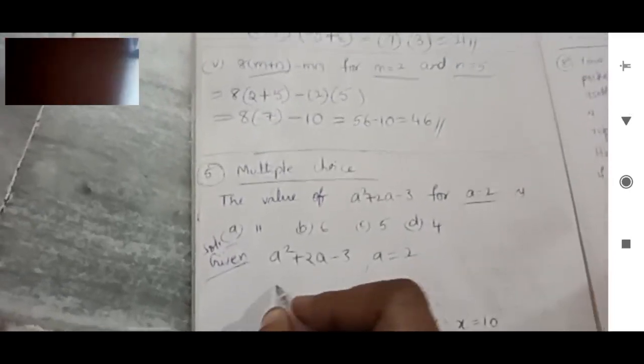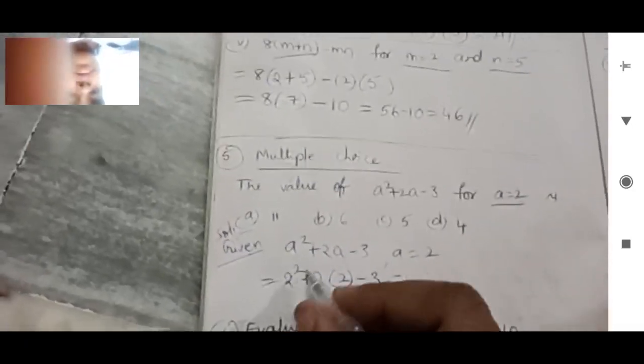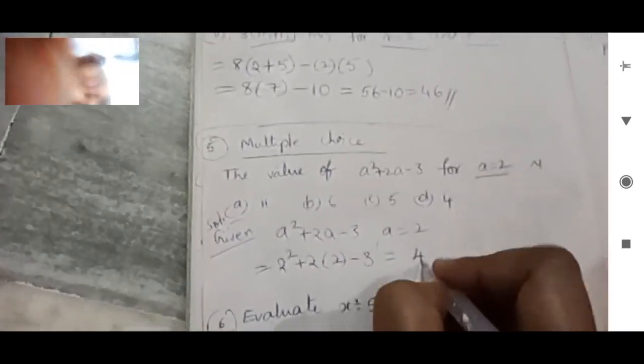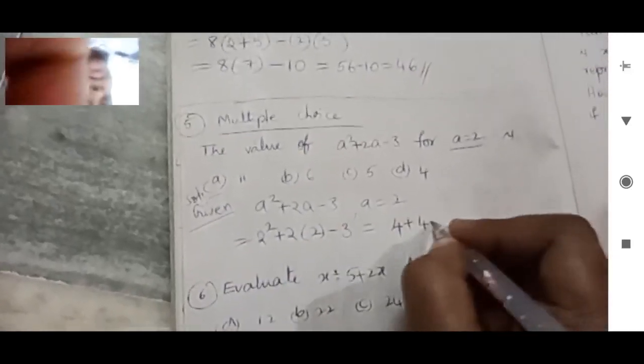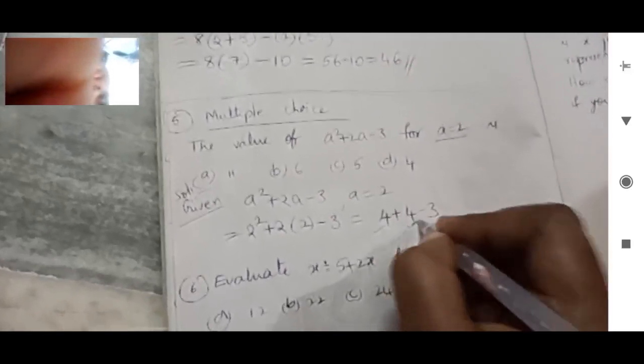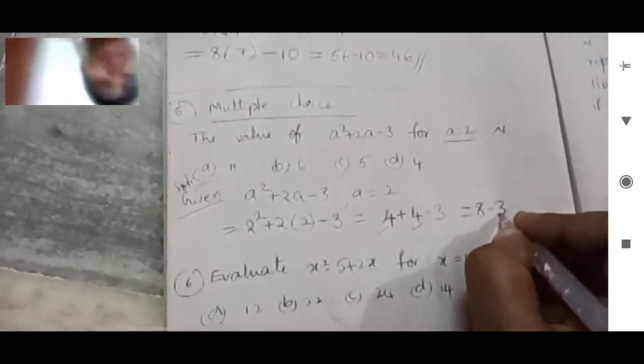So 2 square plus 2 into 2 minus 3 is equals to... 2 square means what, Nana? 2 into 2, 4. Okay? Plus 2 into 2, 4, minus 3. Two positive values first we have to add. 4 plus 4, 8, minus 3. 5 is the answer. Option C correct. Okay, na? Option C is correct.